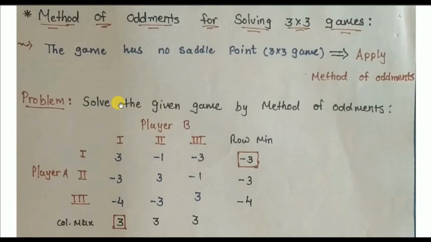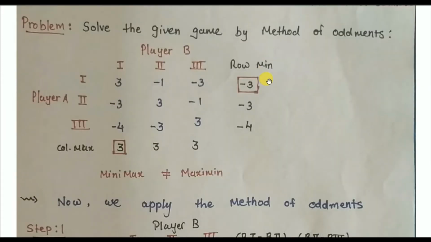So here our problem is solving by method of oddments. First we check whether the game has any saddle point or not. Calculate the row minimum and column maximum and then the minimax point. Our minimax point is -3 and the maximin point is 3. They are not equal. That is why we use the method of oddment to solve the game.